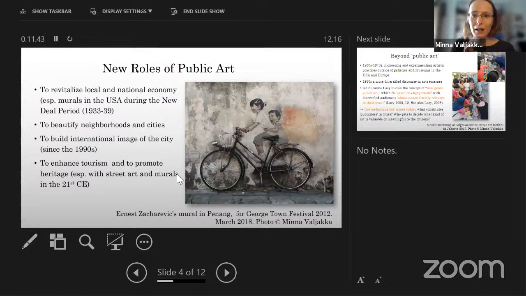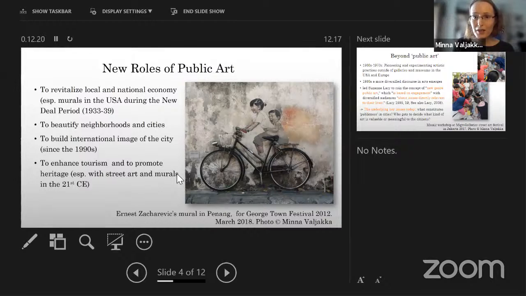Because of the circumstances in the 1920s and especially 1930s in the US, art was used to revitalize local and national economy. And it's done again in the US this year. So the governments are actually hiring artists to do artworks so that there would be a bit of a better atmosphere in the cities and in the nation to feel that things are getting better.